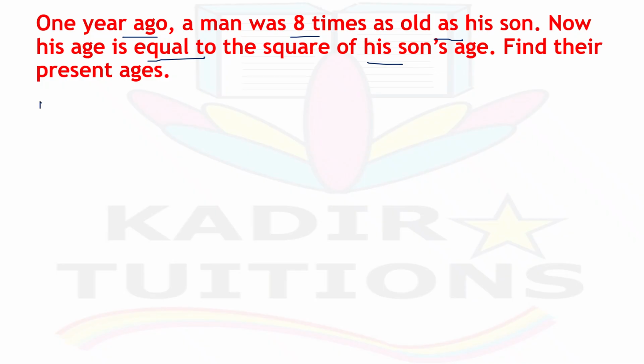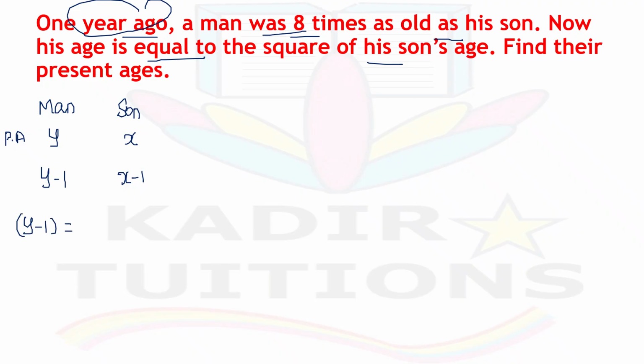First let me write man, son. What is their present age? That is what we are going to find. So I am considering the present age of son as x and the present age of man as y. And they have talked about 1 year ago, right? So 1 year ago, the son's age is going to be x minus 1 and the man's age is going to be y minus 1. And here they told 1 year ago a man was 8 times as old as his son. So how to represent this? A man was 1 year ago 8 times as old as his son. So this is the first equation we got with respect to 1 year ago.